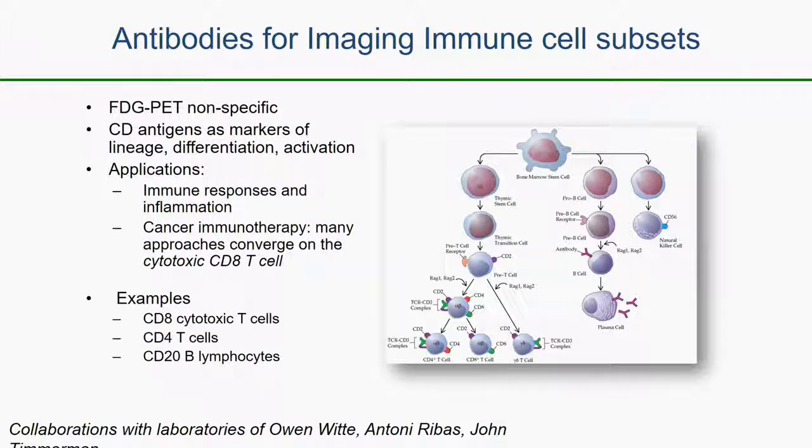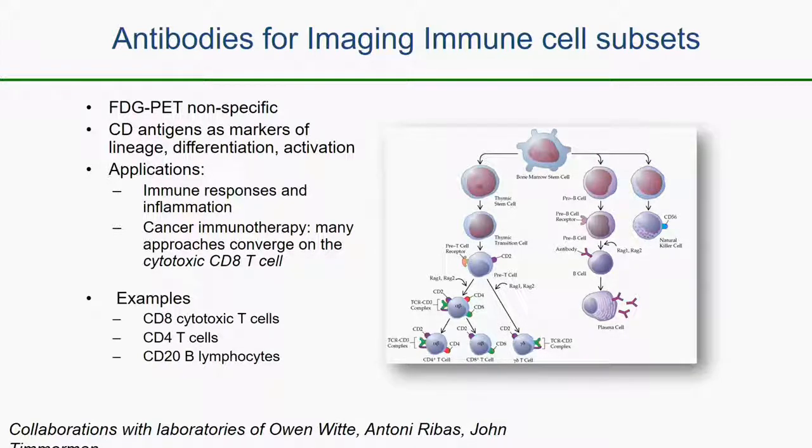And so what I want to show you is 3 examples. One is CD8 cytotoxic T cells, one CD4 T cells, and then a third example using actually human CD20 specific agents to image B lymphocytes. Just to remind you, this is half of the hematopoietic lineage, the lymphoid side of the lineage, showing you the T cell lineage, the B cell lineages, and the natural killer cells.